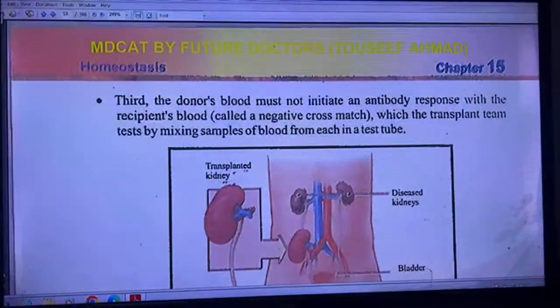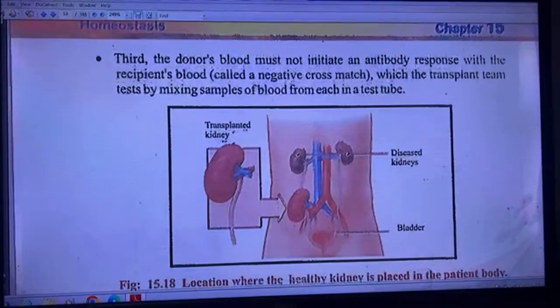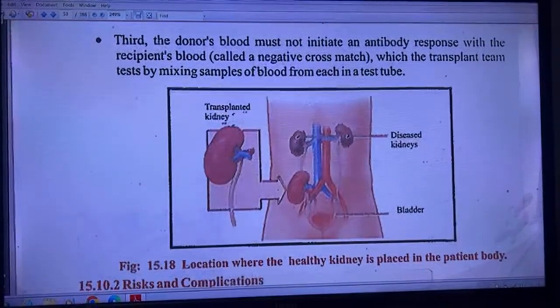Third, the donor blood must not initiate an antibody response with the recipient blood, called a negative cross match. The transplant team tests this by mixing samples of blood from each in a test tube.